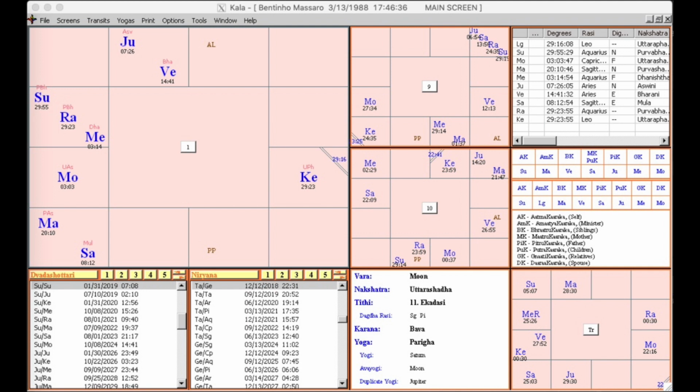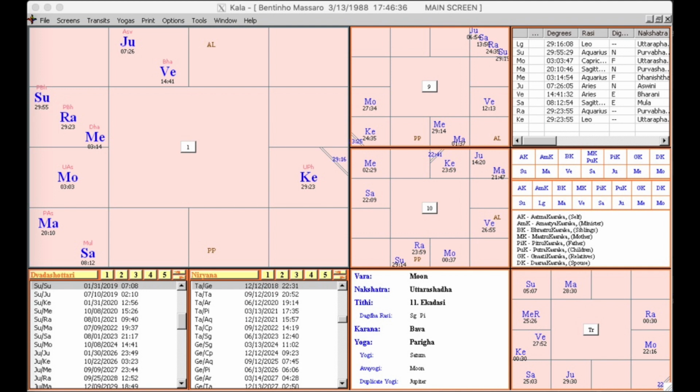Okay, Sandeep, what house is Venus in? Ninth house. Yes. Yotsna, what house is Saturn in? 5th house. Yes. Sandeep, what house is Sun in? Seventh house. Yep, perfect. Okay, so you guys got that part.